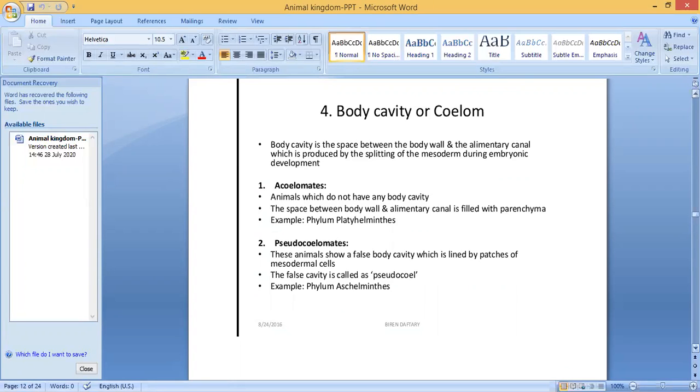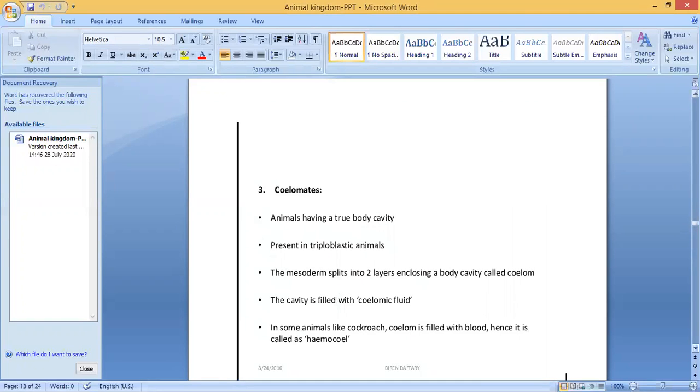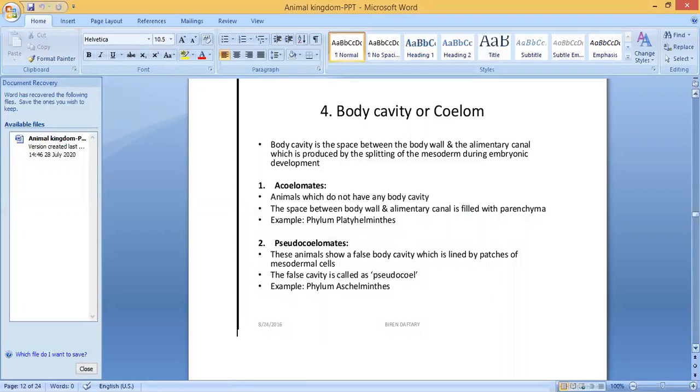Acoelomate means coelom or body cavity absent. Pseudo means false, false coelom. Why is it called false coelom? Let us see. Pseudocoelomate means false coelom or body cavity. Third one is coelomates. It means they have a true coelom or true body cavity. So the first group, acoelomates: animals which do not have any body cavity are known as acoelomates.